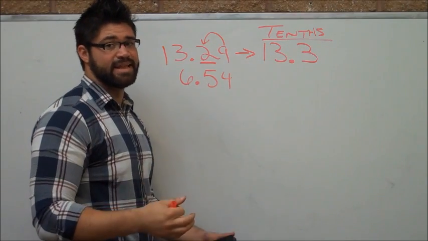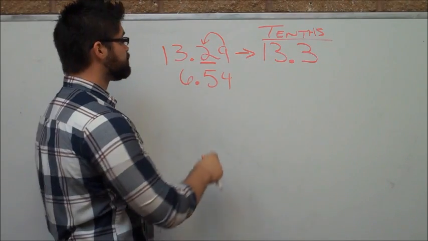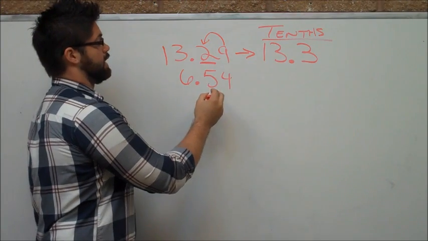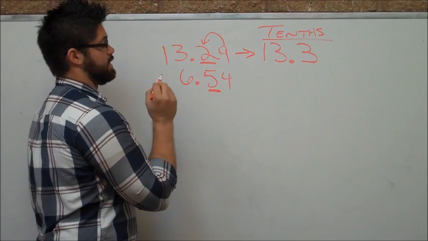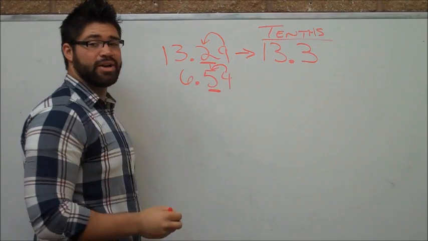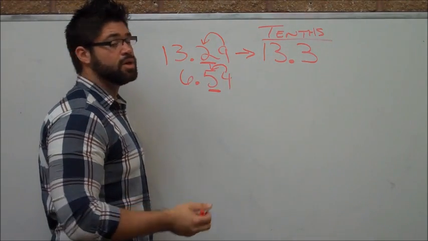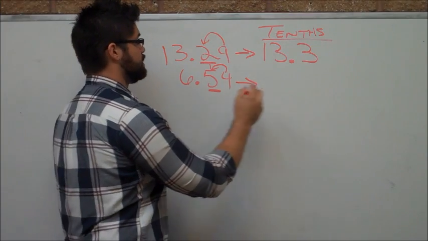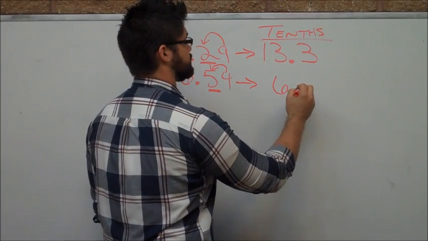Place value is important. Tens is different than tenths. If I'm rounding 6 and 54 hundredths, and I'm wanting to go to the tenths, I look at this 4. Is it greater than or less than 5? Well, it's less than 5, so rounded to the nearest tenth, this is going to end up being 6.5.